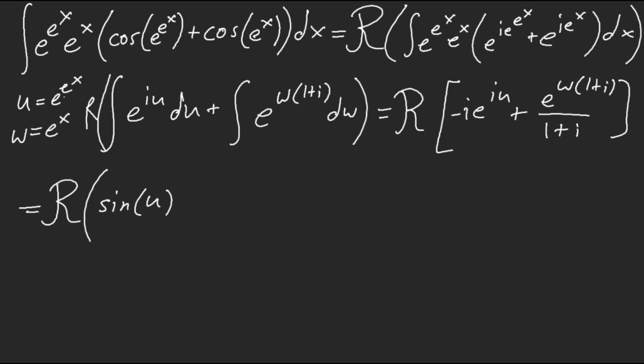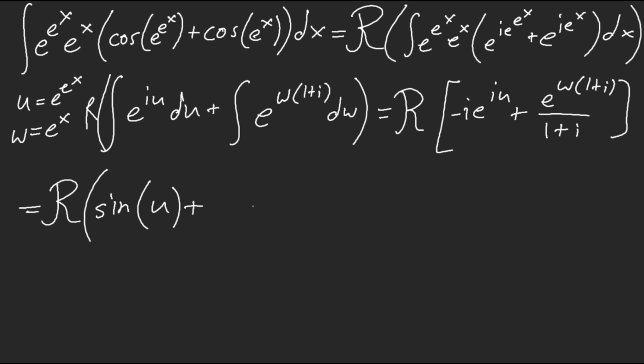Because u is e to the x. I'm just making sure I'm doing this correctly. I believe that should be negative, right? Oh, no, that is positive, right? Because I squared cancels out that negative. Yeah, okay. I was a little iffy for a second. I'm like, wait, that's not right. But no, the I squared cancels it out.